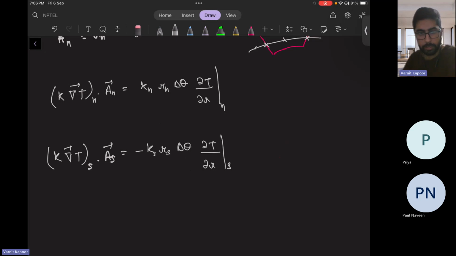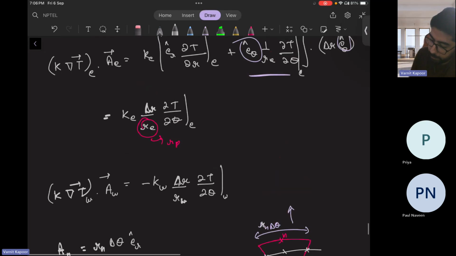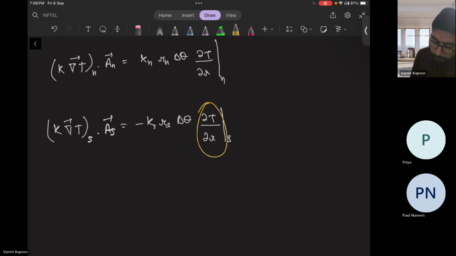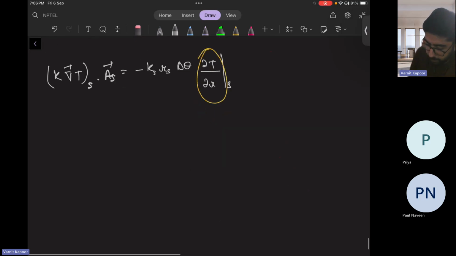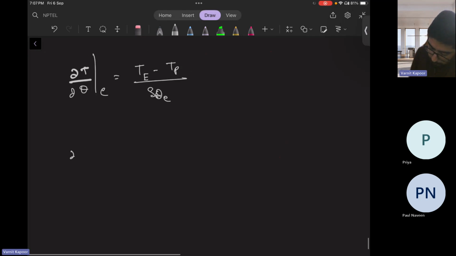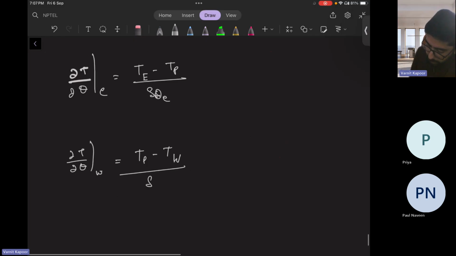Okay. So all the grads we have done. Now the point is how we will write dou T by dou theta and dou T by dou R. These terms. Again, you know that linear profile assumptions. So dou T by dou theta of east is T of east minus T of P upon del theta east. In the geometry, we have defined del theta east. And dou T by dou theta of west will be written as T of P minus T of west over del theta west.